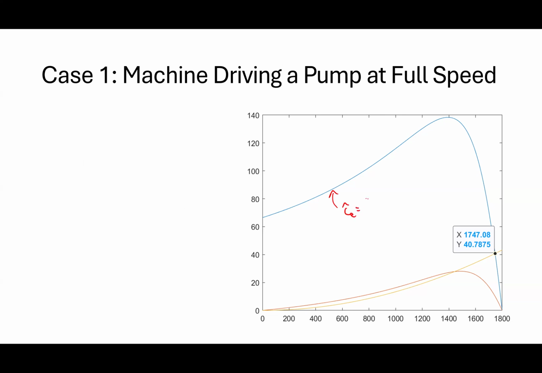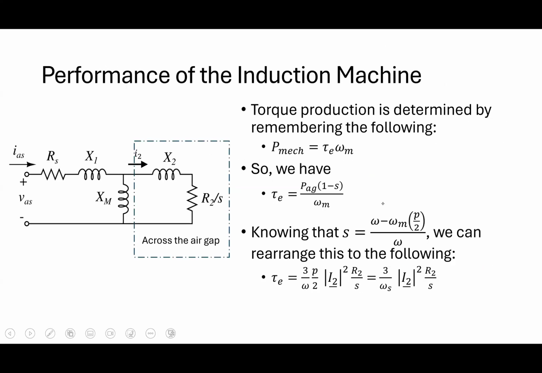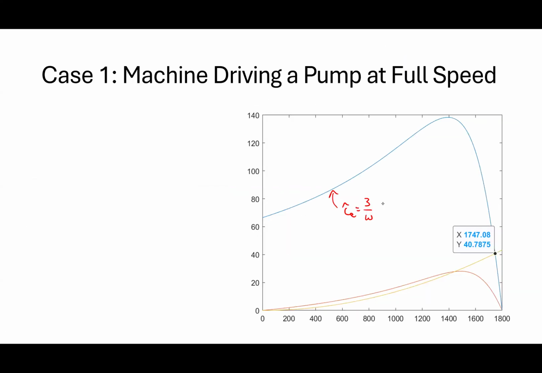In other words, this guy is that 3 over omega s, I never remember the equation, there we go, I2 squared times R2 over S. What I'm doing is showing, so that's the torque electrical. This is the torque mechanical, the yellow. That's the load torque. So the torque mechanical is that beta omega squared, right? And what I'm showing down here is omega M in RPM, revolutions per minute.